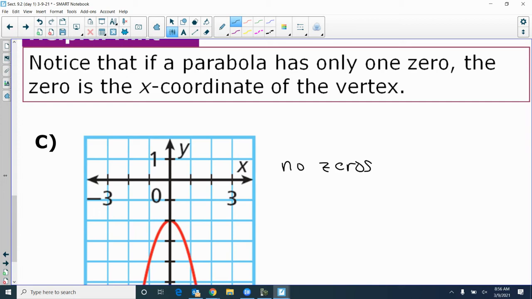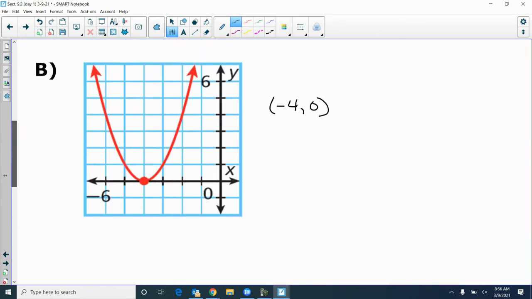All right, if a parabola has only 1 zero, the zero is the x-coordinate of the vertex. Okay, so right here, the vertex is an important point. The vertex is the same as the x-intercept, or the zero. So that can happen.